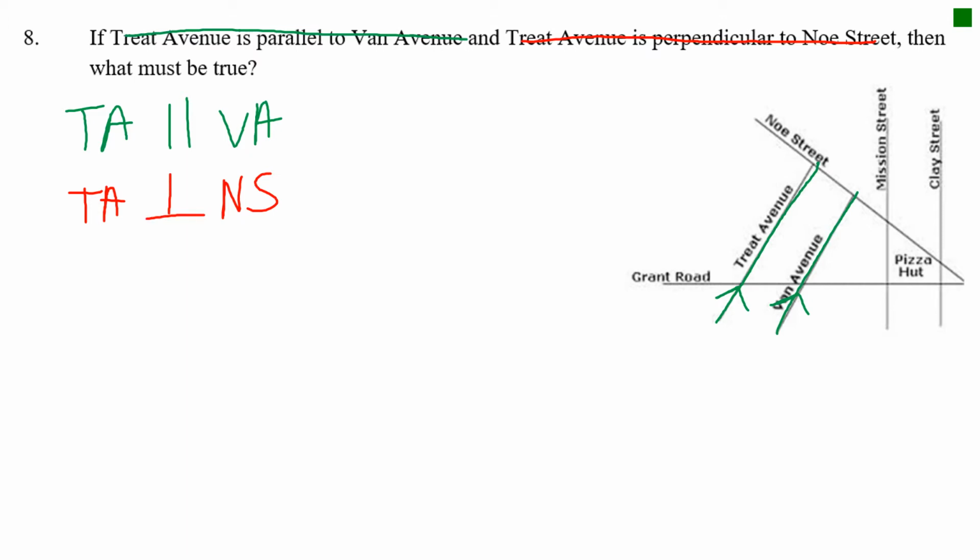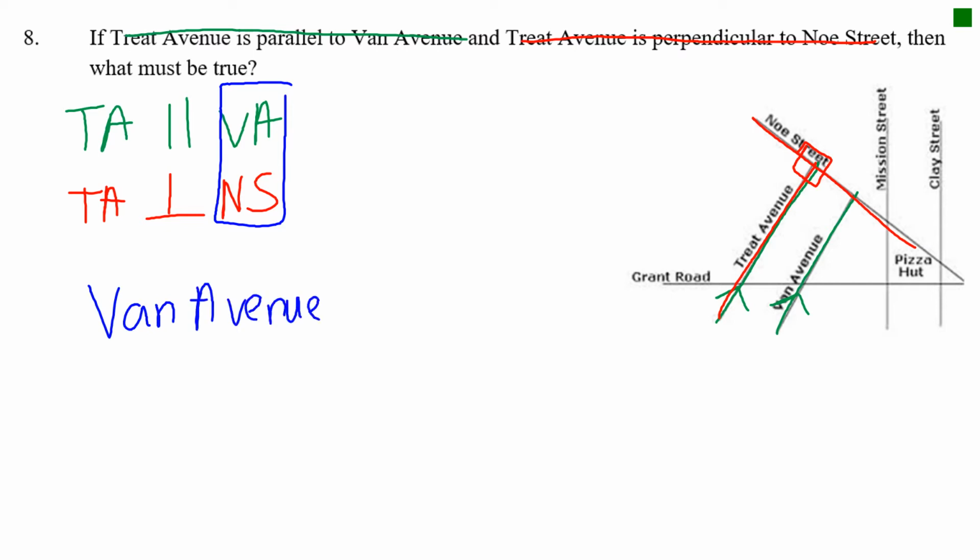So here's Treat Avenue again, but now we're being told that it's perpendicular to No Street, which means that not only do they intersect, but they form right angles at the point of intersection. Then they're asking us what else must be true. Notice they don't tell us anything about Grant Road, Mission Street, or Clay Street. So whatever we say needs to be about the three streets given to us. Now, if you look at it, the only relationship that they haven't given to us yet is how Van Avenue is related to No Street. So whatever I say, it has to be about Van Avenue and No Street.